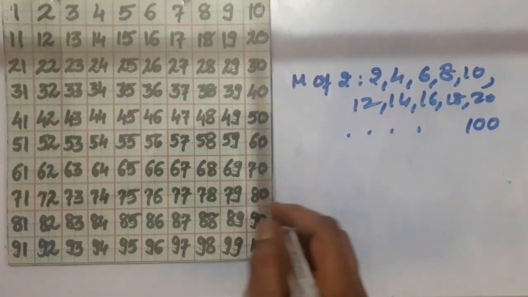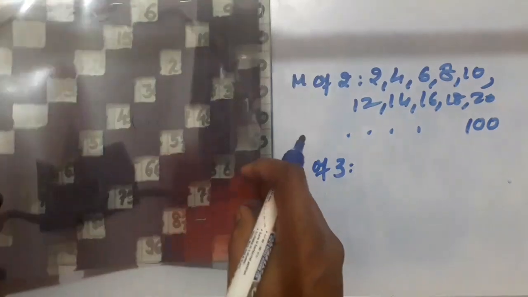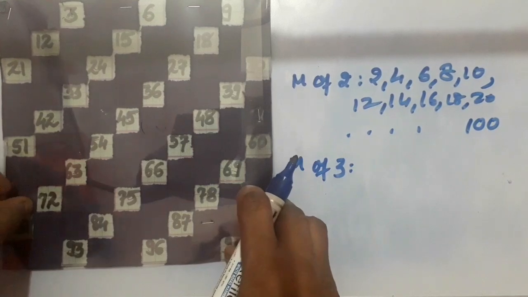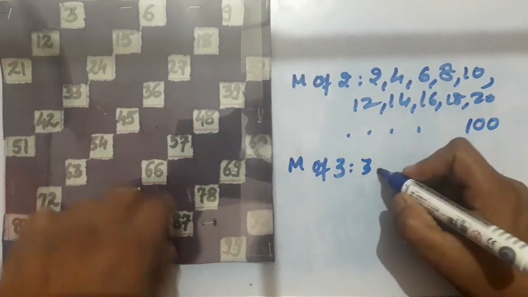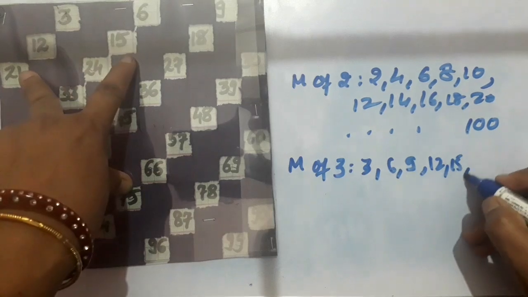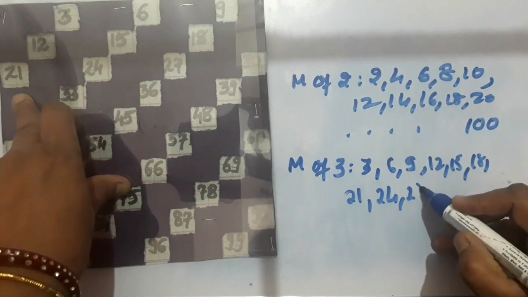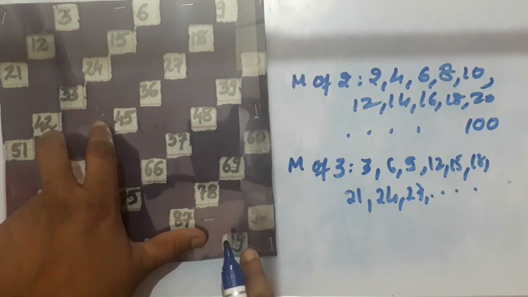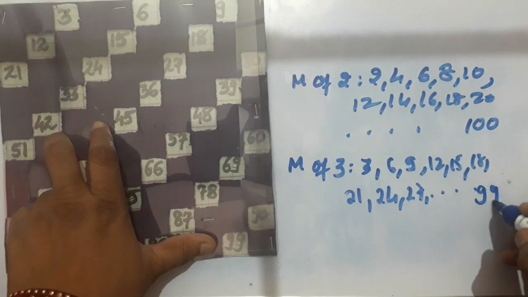I want to find out multiples of 3. So above this base grid I have placed one more grid, and the numbers which you can read out are all multiples of 3. You can see there 3, 6, 9, 12, 15, 18, 21, 24, 27 and so on. Okay, and last multiple of 3 less than 100 is 99.